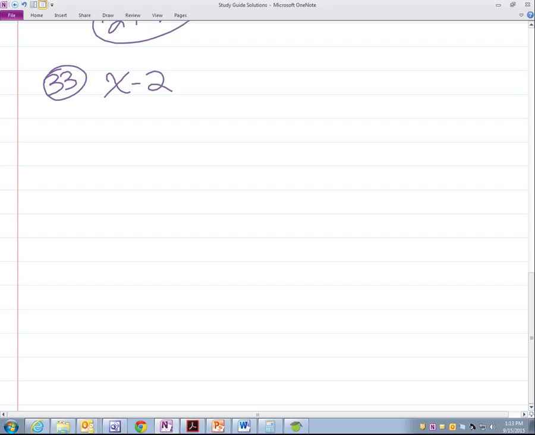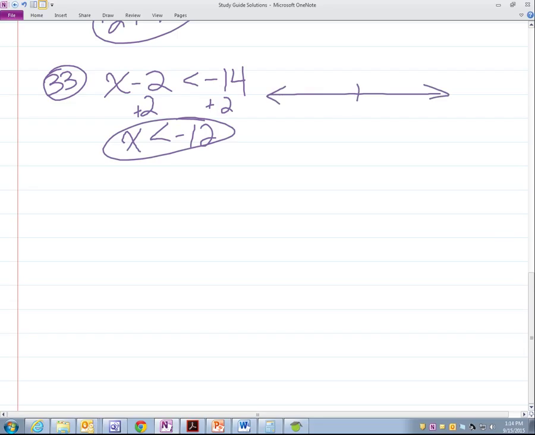X minus 2 is less than negative 14. You got to undo what's being done. Negative 12. And because the variable's on the left side, that's that one trick where the less than symbol is going to show you the end of where you're pointing. It's right on the line, not next to it. It is an open circle because it's not less than or equal to.